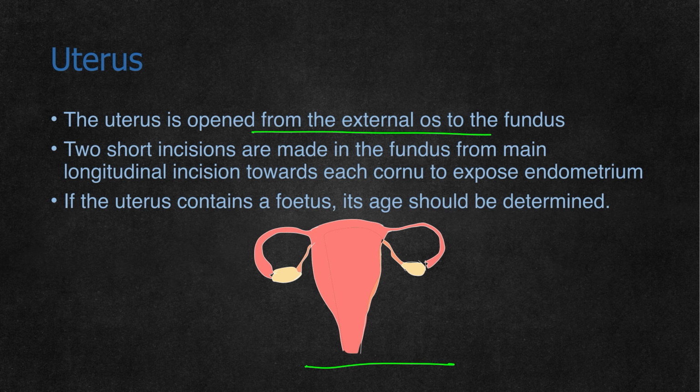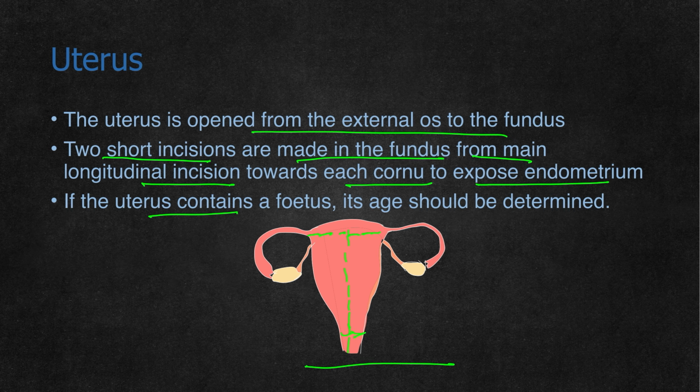The uterus is opened from the external os to the fundus. The external os, which is present in the cervix, is the starting point, and it is dissected along the center from the external os. Then two short incisions are made in the fundus from the main longitudinal incision towards each corner to expose the endometrium. So after the longitudinal incision, one more short incision is taken along the fundus on both sides, called a T-shaped incision. This incision will open and expose the endometrium.